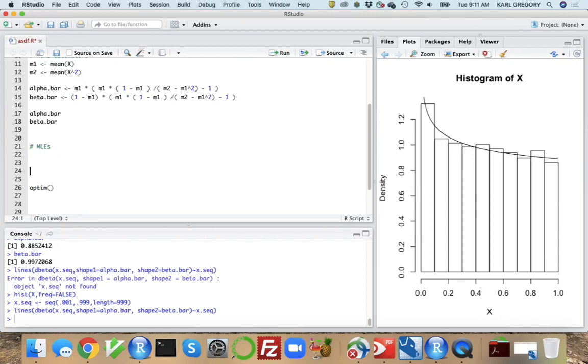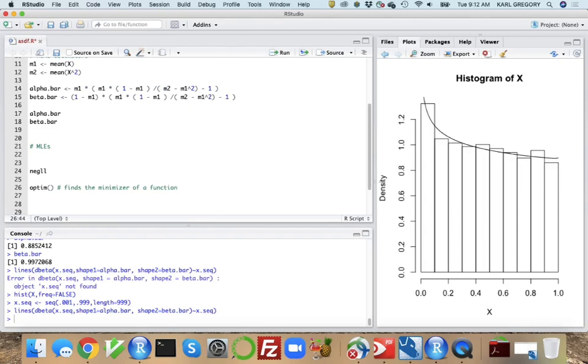So what I'm going to do is define a function called the negative log likelihood. Why am I going to use the negative log likelihood? The optim function finds the minimizer of a function. Okay.